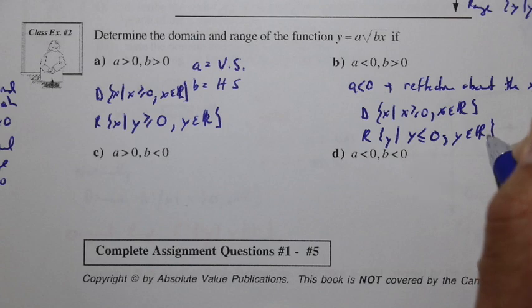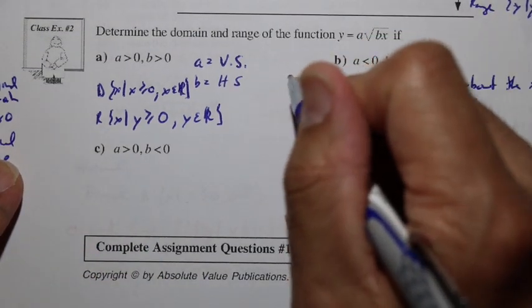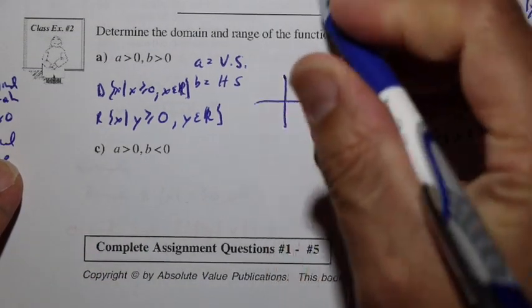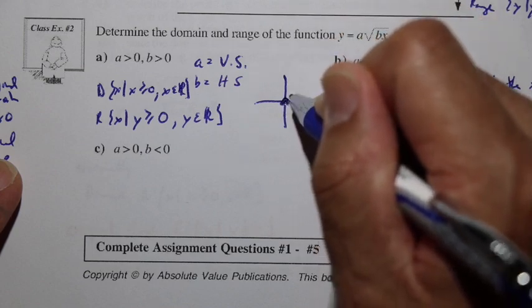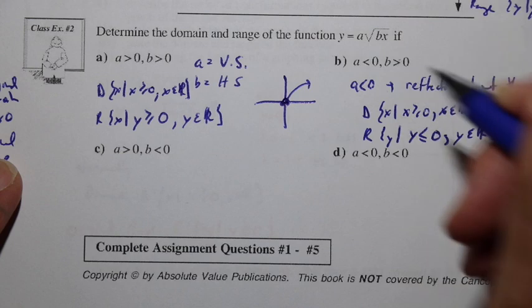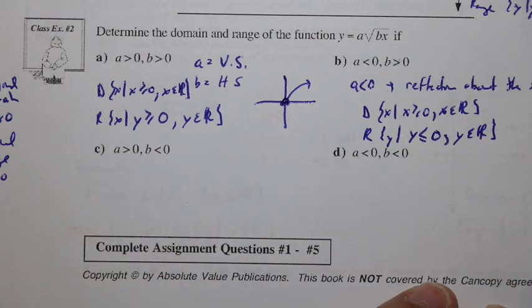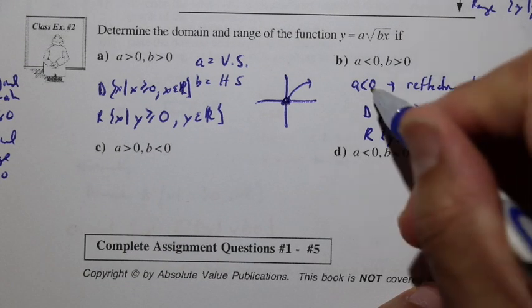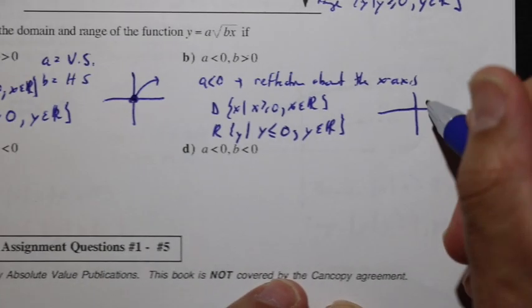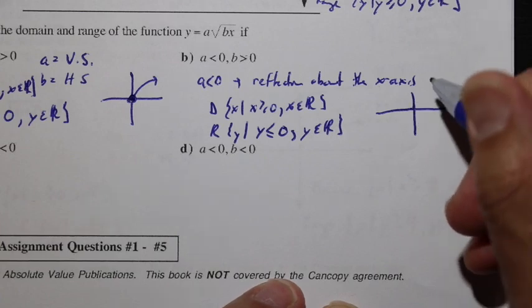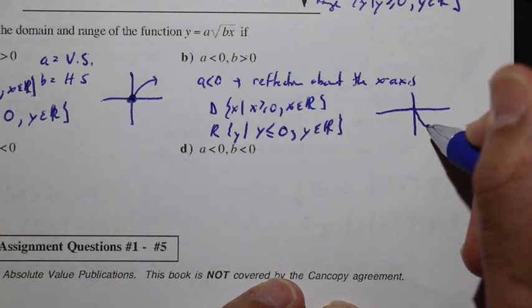Let's see if we can just do a sketch for each of these. So a sketch, you'll have this still at 0, so make it big, and then it just goes this way still. If we have a reflection, if a is less than 0, you might still have a vertical stretch, but instead of having the original look this way, it's going to look something like this.